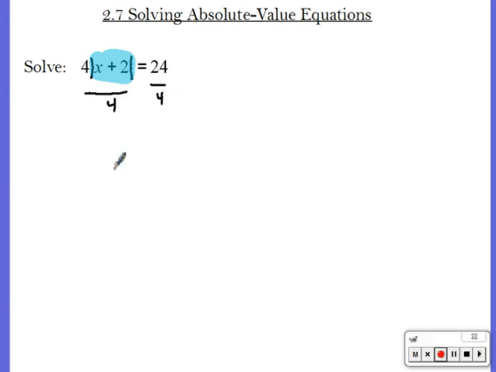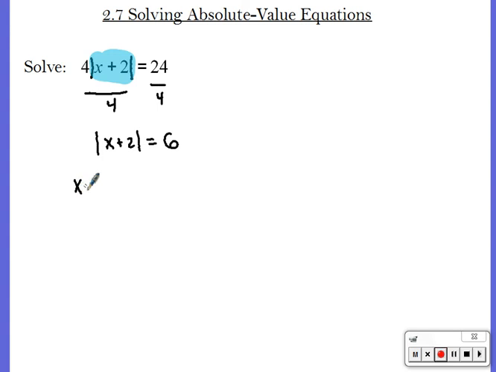So if I divide both sides by 4, we're going to have the absolute value of x plus 2 is equal to 6. Now, in this case also, there's going to be two different numbers that we can put in for x to make this a true statement. So we're going to set up two equations. Inside the absolute value, this could be a 6 to make it true. The absolute value of 6 equals 6. And also the absolute value of negative 6 would also equal 6.